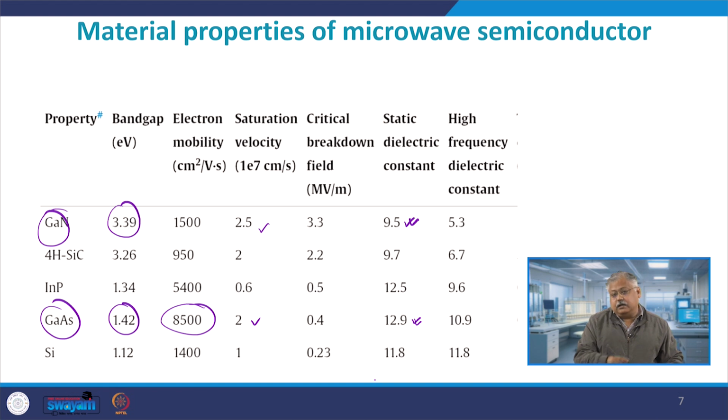However, and that's where many things work positively for gallium nitride, the critical breakdown voltage is 3.3 as compared to 0.4 for gallium arsenide. So you can understand that typically the breakdown works at much higher voltage in case of gallium nitride as compared to gallium arsenide.